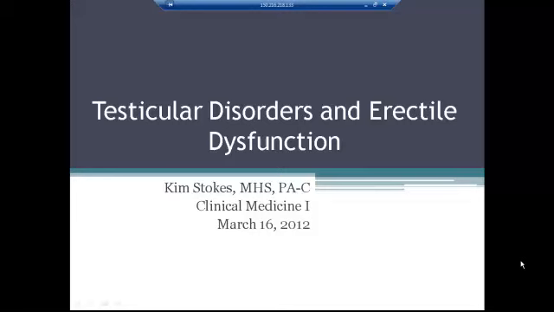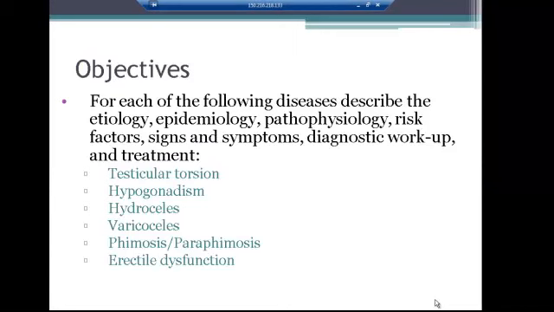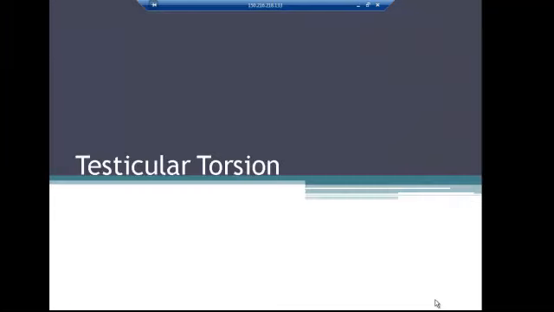Hello, today we're going to be discussing testicular disorders and erectile dysfunction. You'll see there's several objectives we're going to be discussing in detail: testicular torsion, hypogonadism, hydrocele, varicocele, phimosis, and paraphimosis. We're also going to be discussing erectile dysfunction.